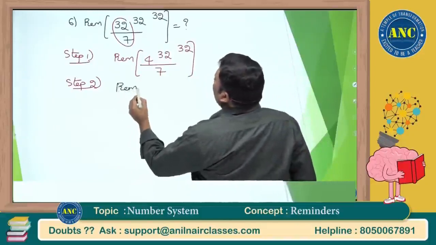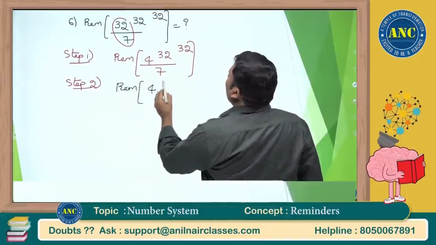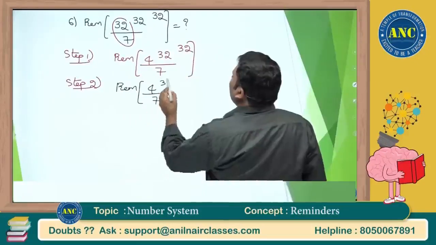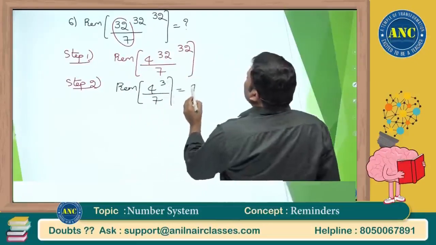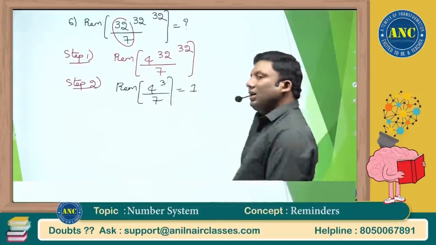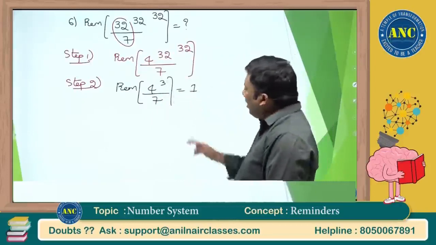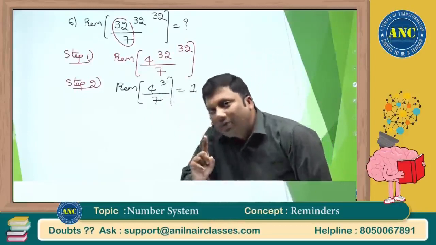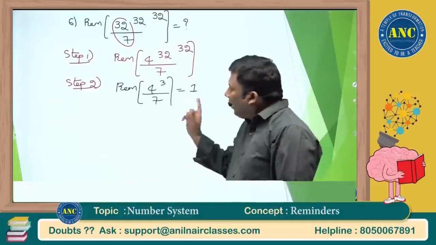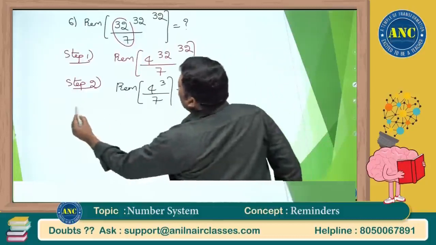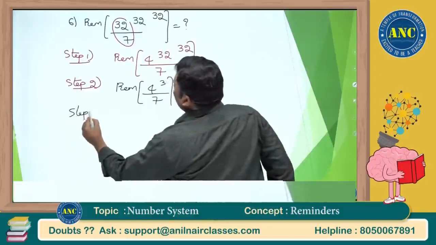4 square divided by 7, remainder 2. 4 cube is 64, divided by 7: 7 9s are 63, so the remainder is nothing but 1. We have to find which power of the numerator, when you divide by 7, gives plus 1. Step number 3.